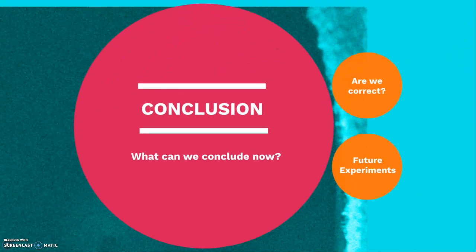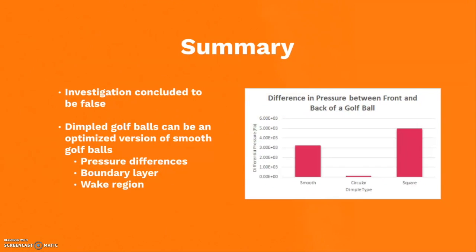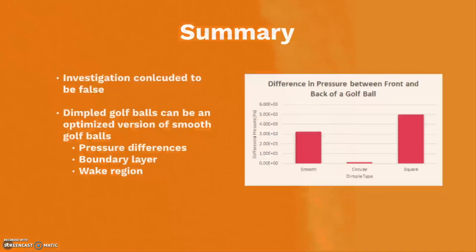What we initially set out to investigate was concluded to be false. Dimpled golf balls are not necessarily superior to smooth golf balls in terms of experiencing less drag force. From the graph of our final results, it can be seen that square dimples cause the largest pressure differential, followed by a ball with a smooth surface, and that circular dimples generate the least drag force by a substantial amount. It is plausible that dimples affect the aerodynamics of a golf ball positively. However, that is not correct for all cases.